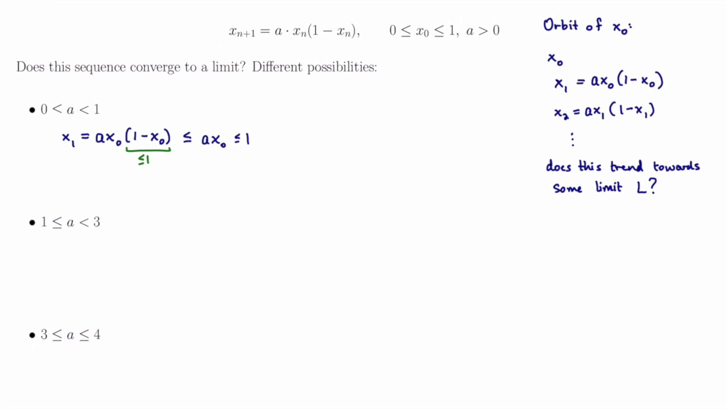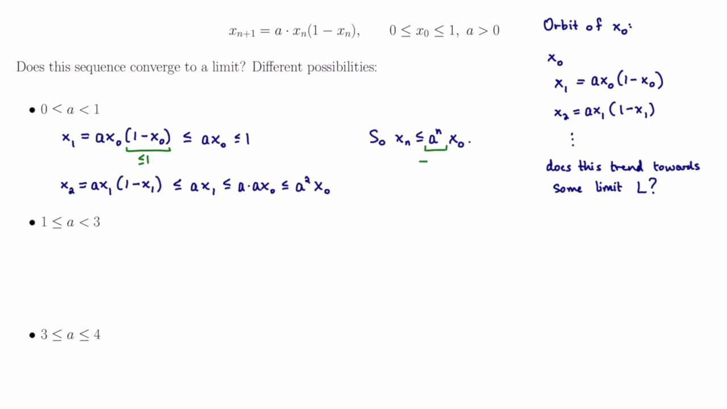Similarly, x2 is a times x1 times 1 minus x1, which we can say is less than or equal to just a times x1. But x1 was less than or equal to a times x naught, so now this is less than or equal to a squared times x naught. Continuing in this way, we can see the sequence term xn is going to be less than or equal to a to the n times x naught.